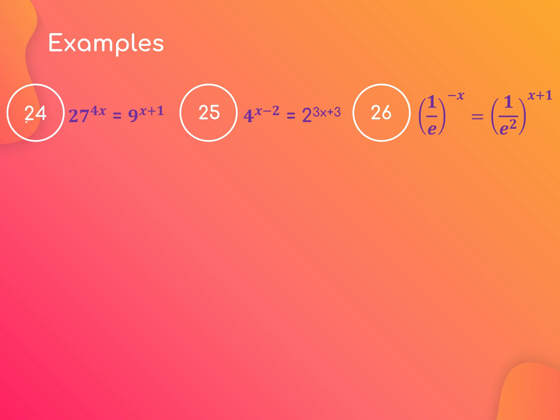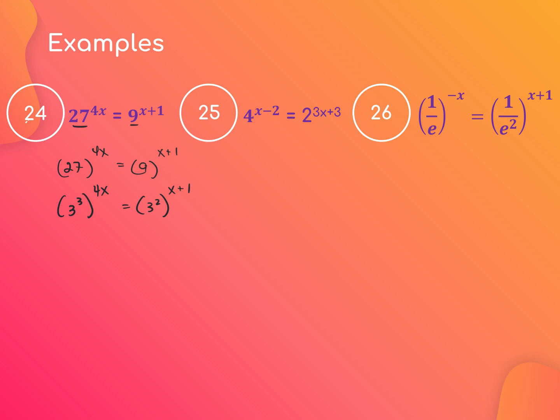Again, we keep going. Sometimes you've got to change both of them to get them to the same base, right? So when I see 27 and 9, I'm like, okay, I've got this. Let me just put it in parentheses first. 27 to the 4x power equals 9 to the x plus 1 power. I'm going to make both of these have a base of 3. 27 is 3 cubed raised to the 4x power, and 9 is 3 squared raised to the x plus 1 power. So I'm almost there.